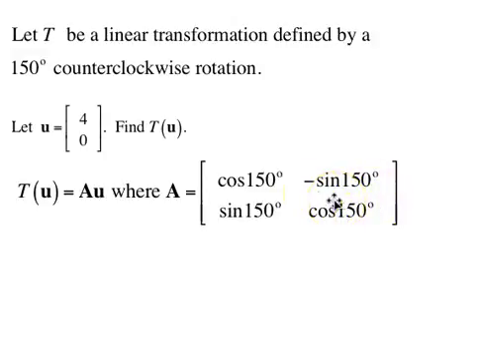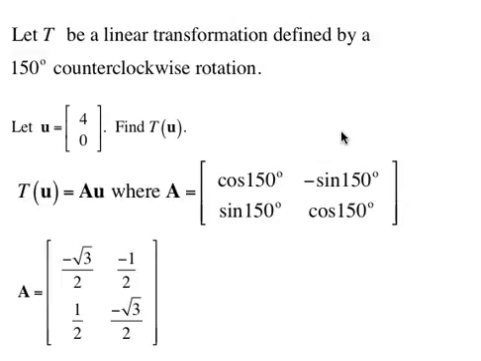150 is in the second quadrant, so the cosines are both negative. The reference angle is 30. Cos of 30 is root 3 over 2. But in the second quadrant it would be negative, so this piece would be negative root 3 over 2. This piece would be negative root 3 over 2. Sine is positive there. Reference angle is 30. Sine of 30 is a half. So this piece is a half. There's a minus sign here in front. That piece, of course, is negative 1/2. So there is our matrix that defines the linear transformation.